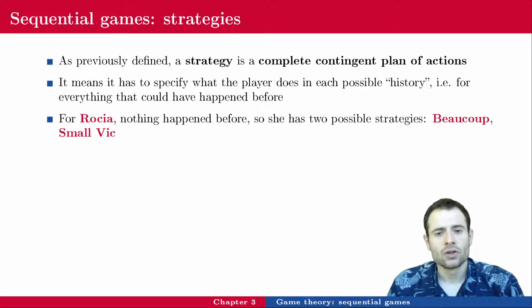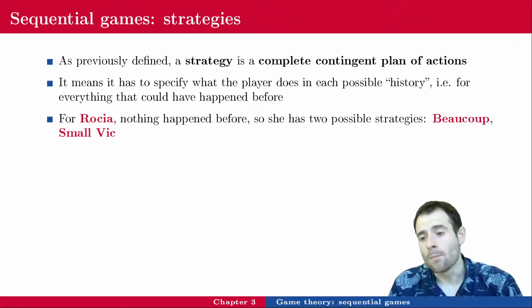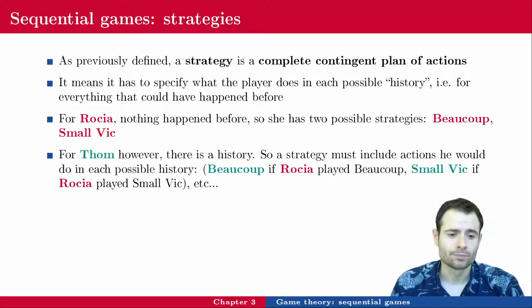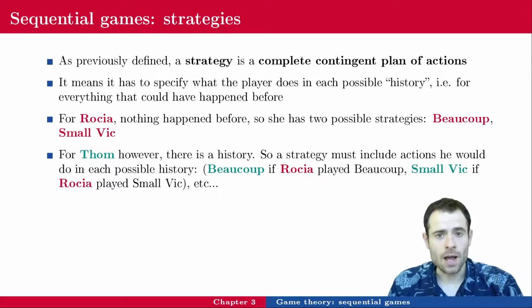Think about the Battle of the Sexes game. Rosia is the first one to move, so nothing happened before her. So she only has two possible strategies. She can go to Beaucoup or Small Victory. For Tom, however, there is a history.